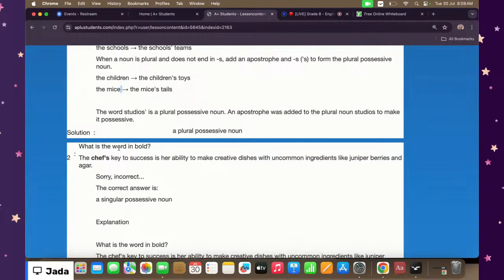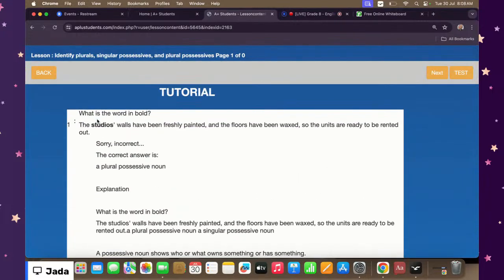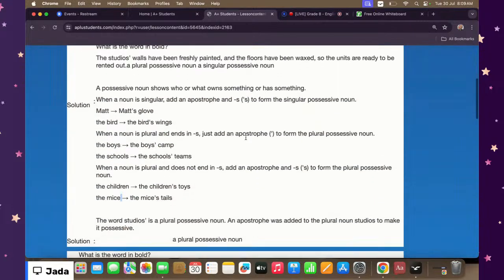So let's look at some examples together. Now, what is the word in bold? You have to figure out what the word in bold is. We have: the studios' walls have been freshly painted and the walls have been waxed, so the units are ready to be rented. Now, what is the word in bold? It's asking what the word in bold is.